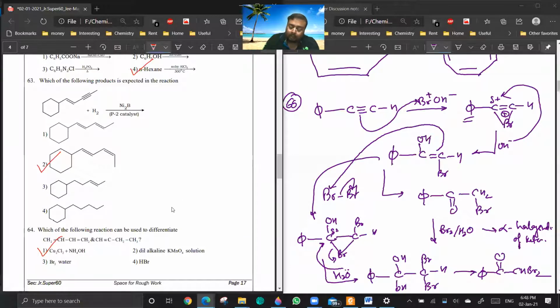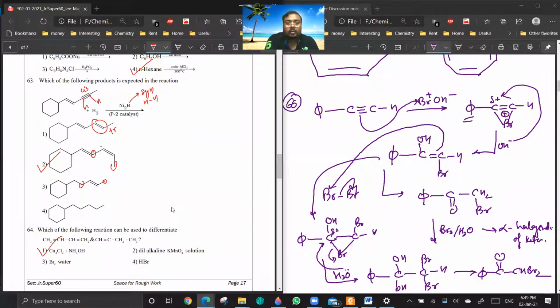63. Pd/BaSO4 catalyst will be leading to syn hydrogenation of hydrogen across an alkyne. So you'll be getting this also to be cis. Easy. If you see this, it is trans. Here it is cis, here it is trans. Here this is not possible. Answer is option 2. Are you getting the point? Yes or no?